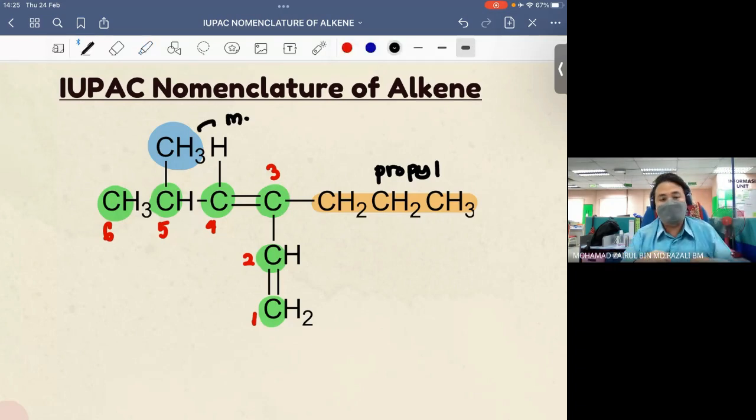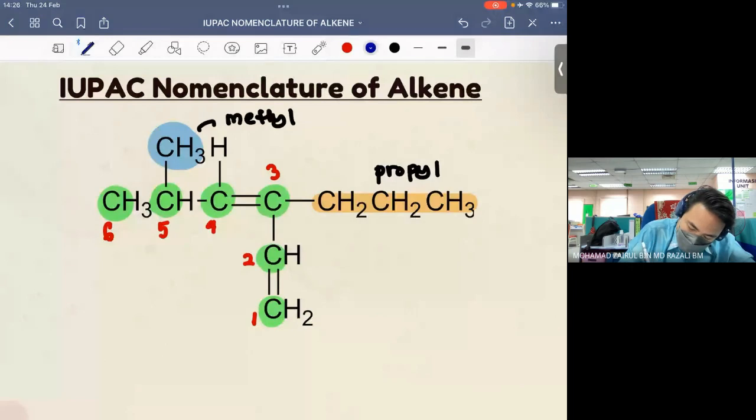So dah ada 2 substituent kan? Dah ada 2 substituent, kita guna rule sama macam alkene lah. So the substituent itu kita akan tulis dia in alphabetical order. So sekarang ni between M dengan P, M datang dulu. So awak akan dapat 5 metil, okay, 3 propil, 1, 2, okay.